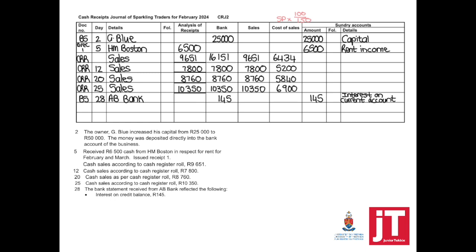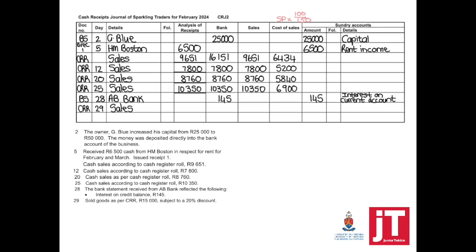You have to make sure that you understand a bank statement. Credit means positive for us. It means that the business has a favorable bank balance and we've received interest on that favorable bank balance. Debit means negative. So if you ever see it says interest on debit balance, that means that it is interest that we had to pay because we had a bank overdraft. So this is important to remember.